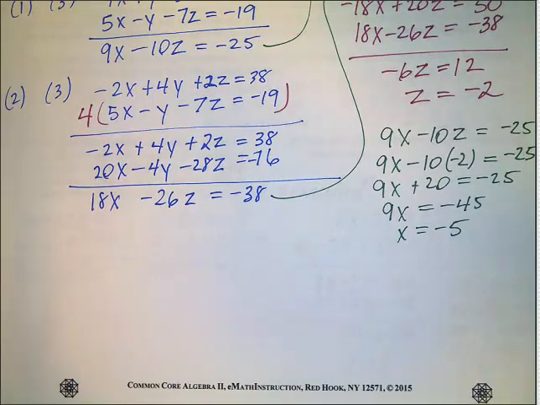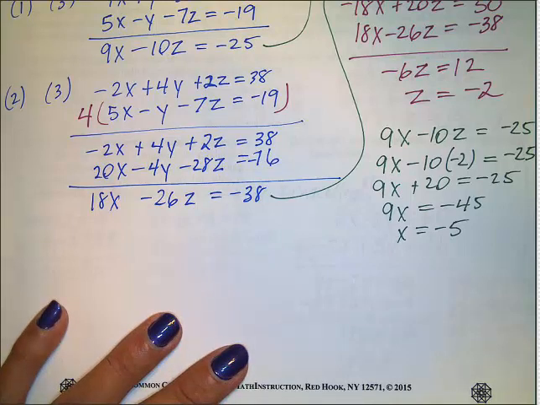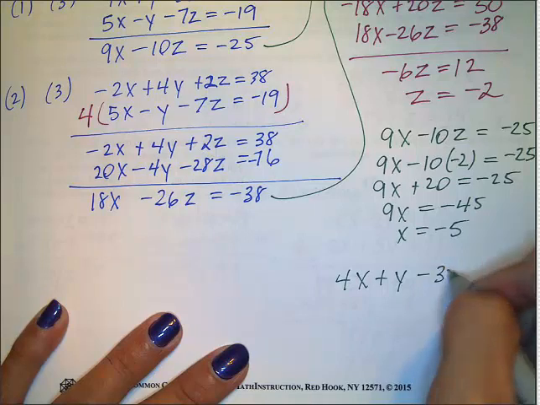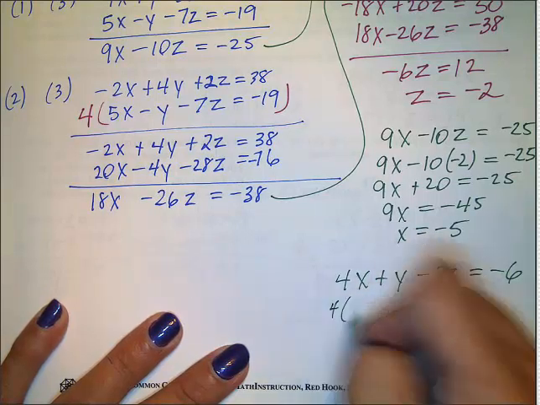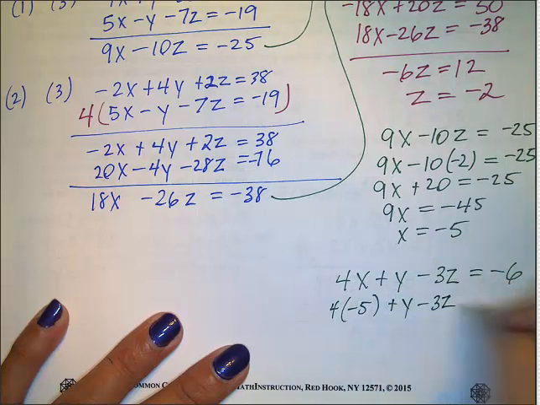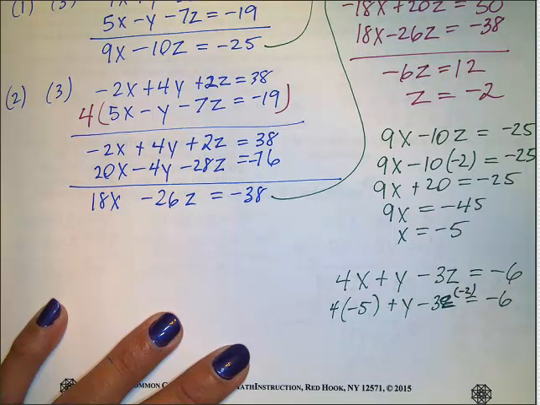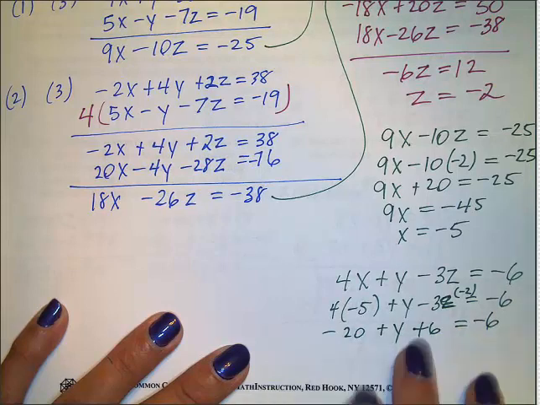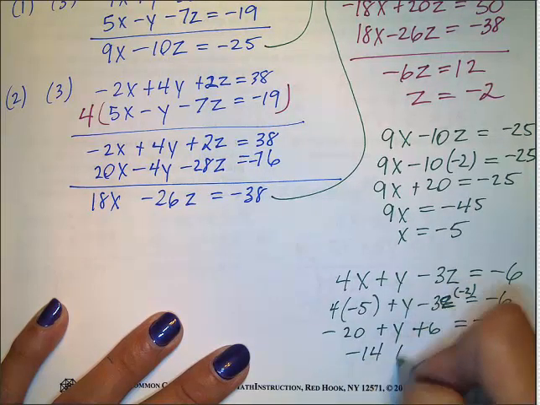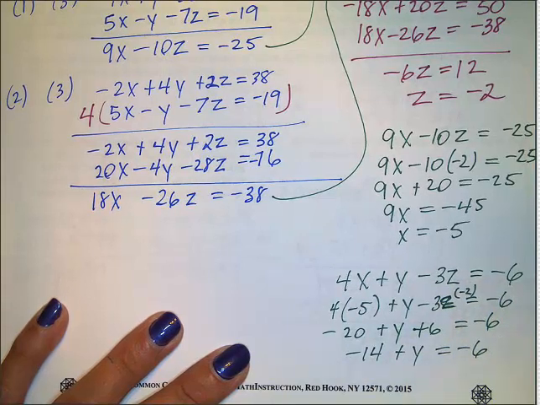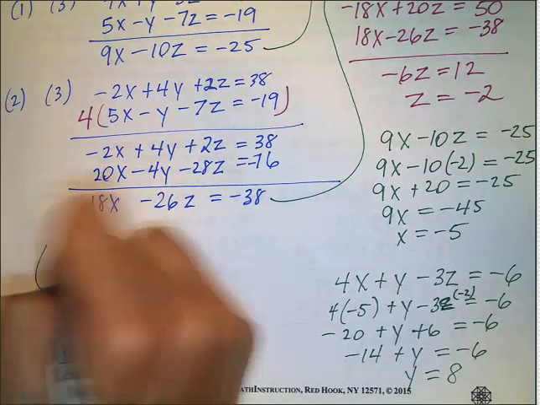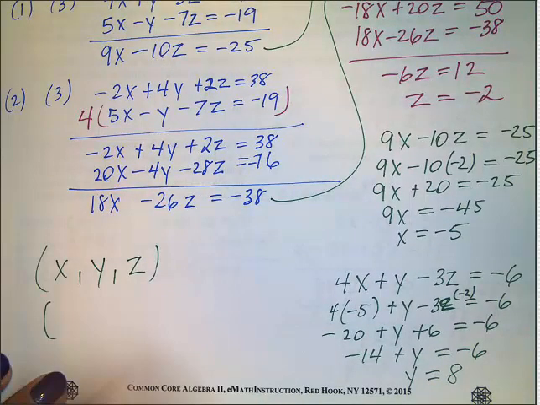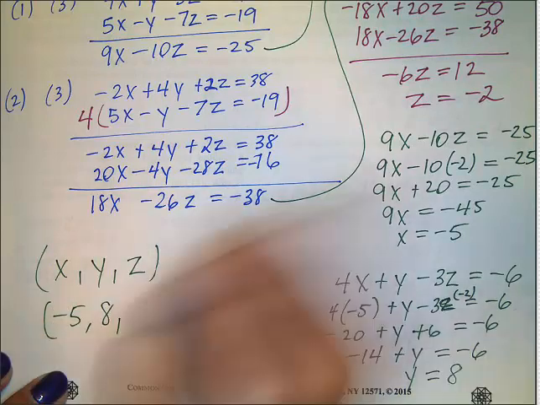So now we have to find y. So I have to go back to the beginning to find y. So I'm going to use the first equation, 4x plus y minus 3z equals negative 6. So 4 times negative 5 plus y minus 3z equals negative 6. Oops, forgot to put my negative 2 in. So this is a negative 2. So we have negative 20 plus y plus 6 equals negative 6. These are on the same side, so what's negative 20 plus 6? Negative 14 plus y equals negative 6. Add 14 to both sides, so y equals 8. So I have x, y, z. So x is negative 5, y is 8, z is negative 2.